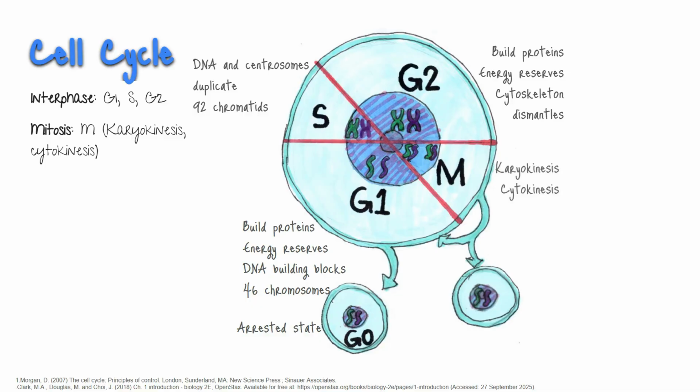M is where cells divide. It's mitosis, and mitosis is divided into karyokinesis and cytokinesis. Karyokinesis is the nuclear division. The second portion is called cytokinesis, which is the physical separation of the cytoplasmic components into the two daughter cells. When you have the daughter cells, it goes back to 46 chromosomes.